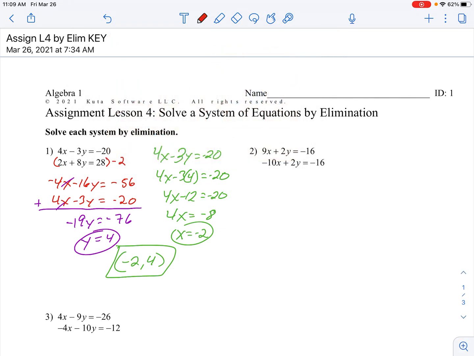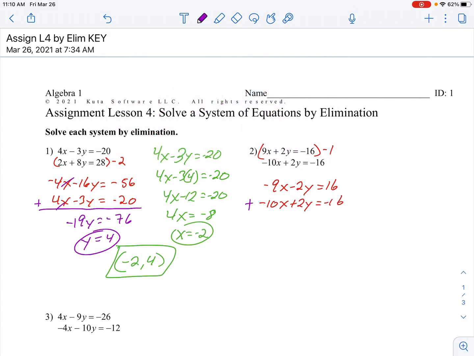Number 2. Again, if I try to add these together, neither the x's nor the y's eliminate as is. But I'm going to focus on the y's this time, because the y's, they're pretty darn close. They're both 2's. So if one of them can be a negative, I'm going to take that top one and multiply by negative 1, like we did in our notes today. Everything gets multiplied by that. The bottom equation will come down as is.